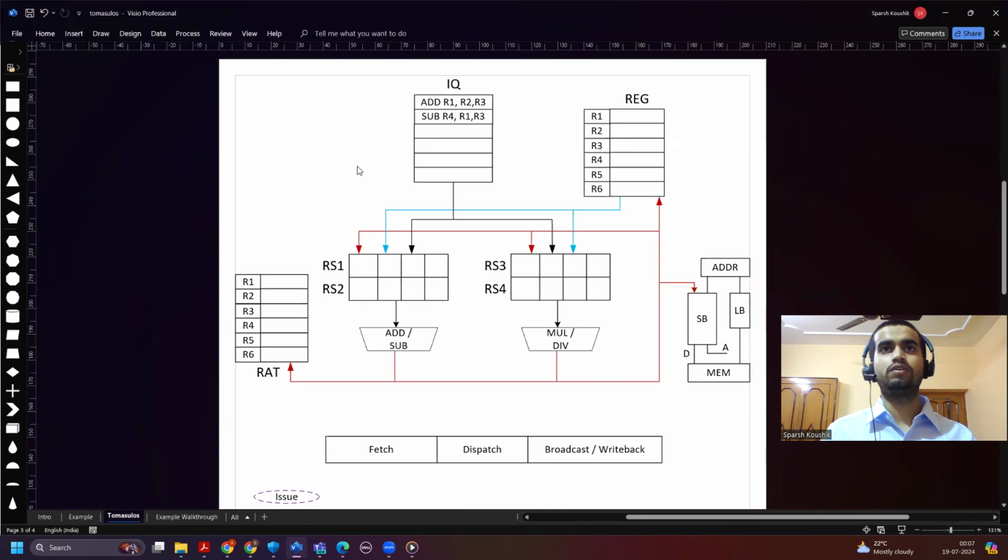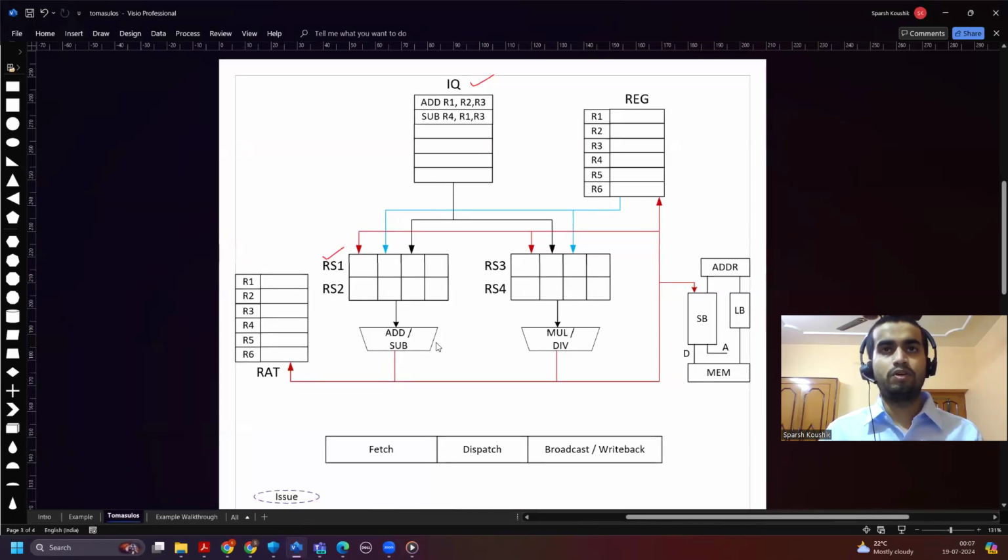Let us go through the different components of the algorithm. The first component is the instruction queue. The instruction queue holds the instructions to be executed and issues the instructions to the next component, that is, the reservation stations. The reservation stations are of certain types. They can be either for adder or subtractor, or they could be for multiplier divider, depending on the algorithm.